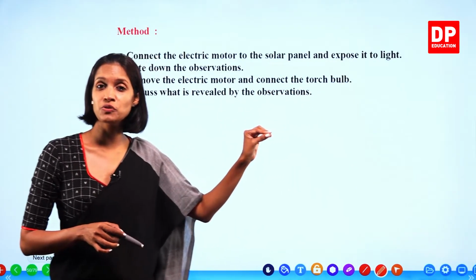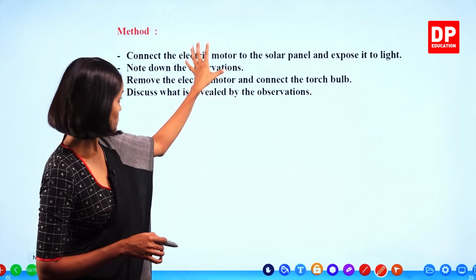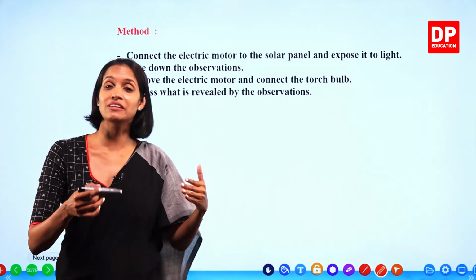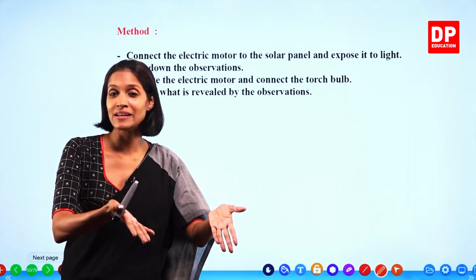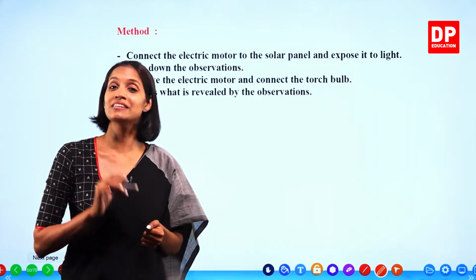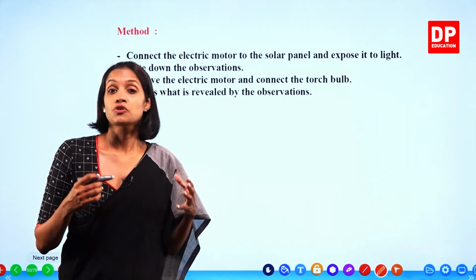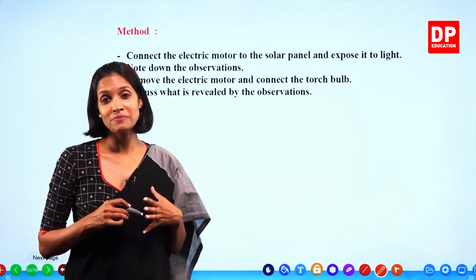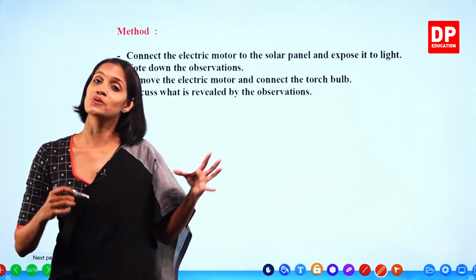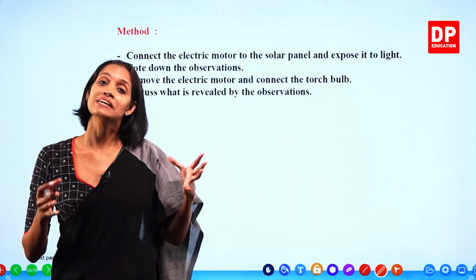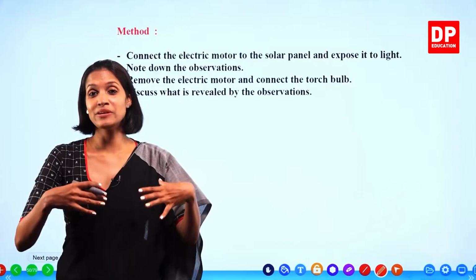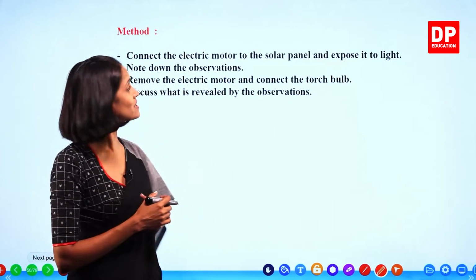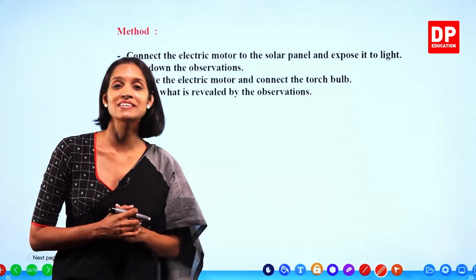Remove the electric motor and connect the torch bulb. Secondly, instead of this small motor, you have to connect a small bulb and do the same activity. Expose the solar panel to light and you are going to see that the bulb lights up. For the bulb to light up, an electric current should pass through the bulb. When the solar panel is exposed to light, it generates electricity, and because of the electric current, the bulb lights up. Right, children? We are going to do this activity in the lab now.